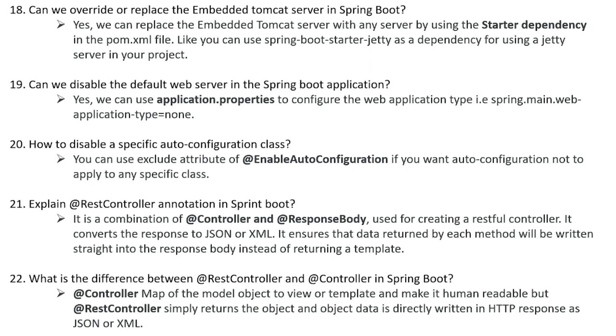Question 19. Can we disable the default web server in the Spring Boot application? Yes, we can use application.properties to configure the web application type, i.e. spring.main.webApplicationType=none. Question 20. How to disable a specific auto configuration class? You can use the exclude attribute of @EnableAutoConfiguration if you want auto configuration not to apply to any specific class.